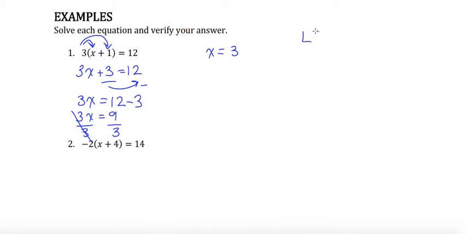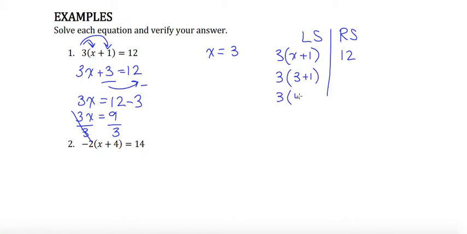We're going to verify that answer by using the left side, right side check. So the left side of my equation is 3 times x plus 1, and the right-hand side of my equation is 12. I'm going to substitute in 3 for the value of x. So 3 times 3 plus 1. Simplify what's inside of my brackets first. So 3 times 4, since 3 plus 1 is 4. And 3 times 4 is 12, which is exactly what I have on the right-hand side. So the left side equals the right side. Therefore, x equals 3.